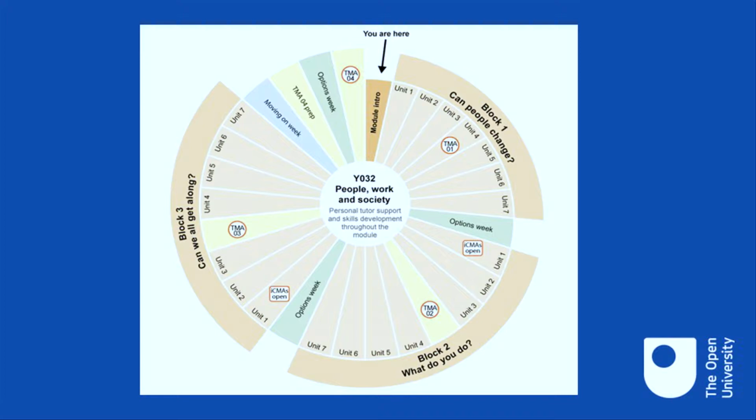And then you can see that the main part of the module are the 3 main blocks. But in between those, we've got our options weeks, where you as a student get to choose what you want to study. If there's something you particularly fancy that isn't in one of the blocks, you can spend some time on it then. And later on, we've got the blue week there, which is moving on week, which is a bit of time to think about where you are in your study, what you want to do next, what other modules are available for you, see what you might want to do after Access. And then all culminating in submission of TMA04, the final assignment.